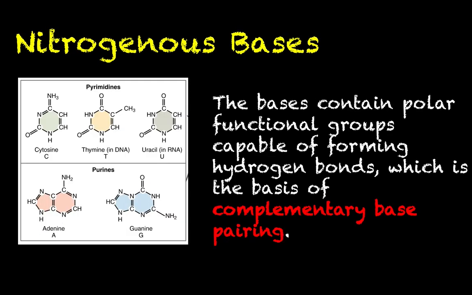So here we can see the 5 different nitrogen-containing bases. They are classified as either being pyrimidines, which are cytosine, thymine, and uracil, or the purines, which are adenine and guanine. So the important thing to understand here is that these bases contain polar functional groups that are capable of forming hydrogen bonds, and that forms the basis of what we see when we see complementary base pairing, especially between 2 opposing strands of DNA.